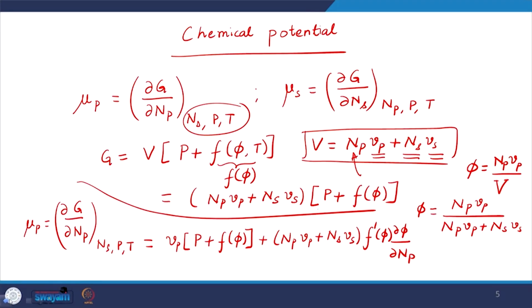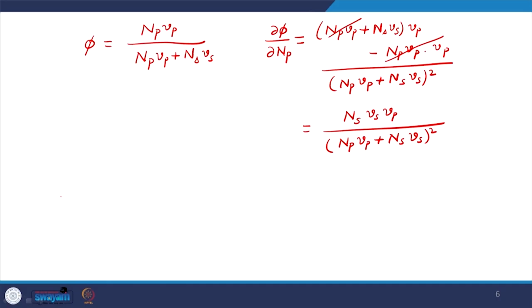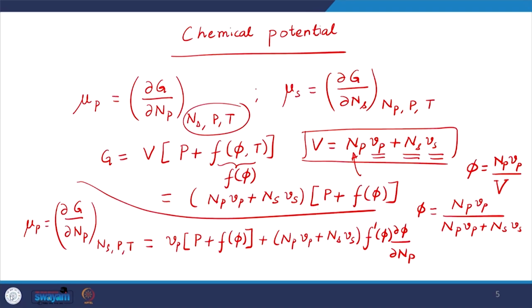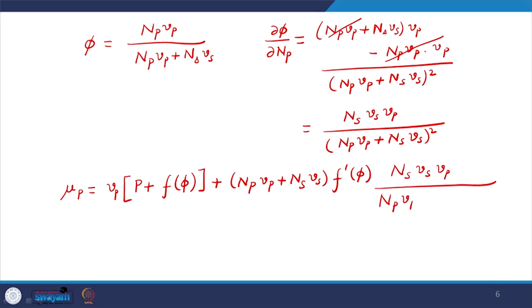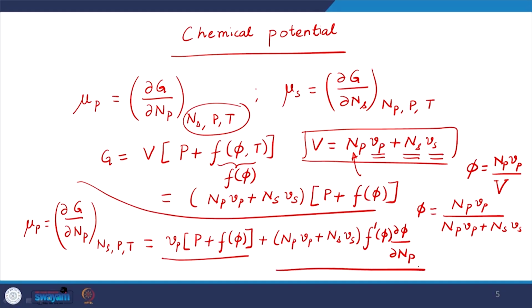So, if I put that in the expression that we had obtained earlier, what we are going to have is mu p is equal to Vp multiplied with P plus F of phi, that was the first term right here, and the second term will be plus NpVp plus NsVs times f prime phi multiplied with ∂phi/∂Np, and that is NsVsVp divided by NpVp plus NsVs whole square, using the second term right here.